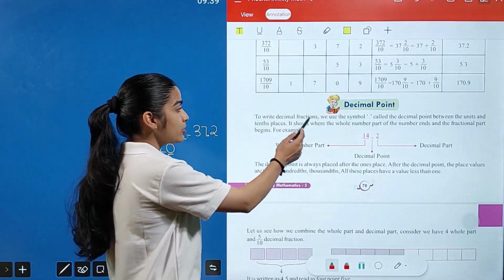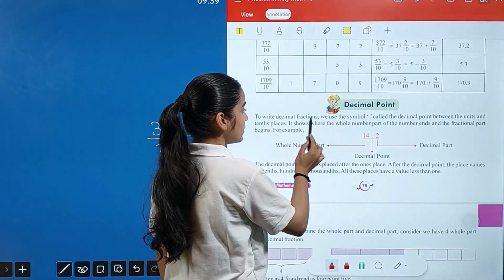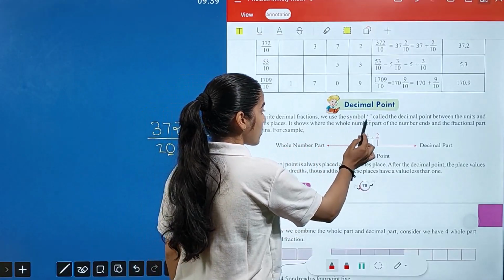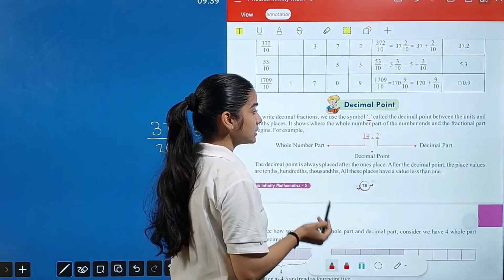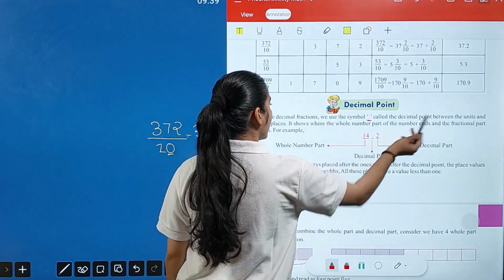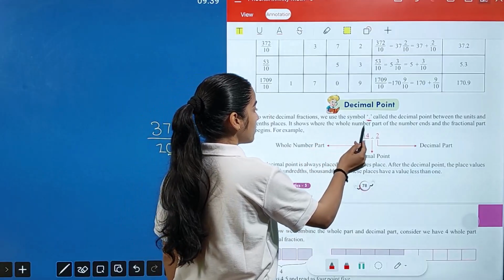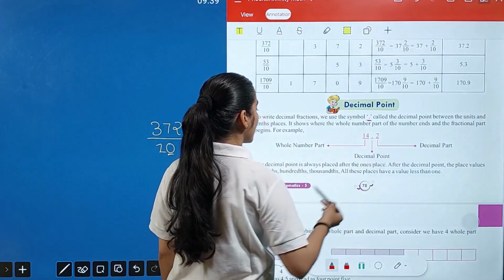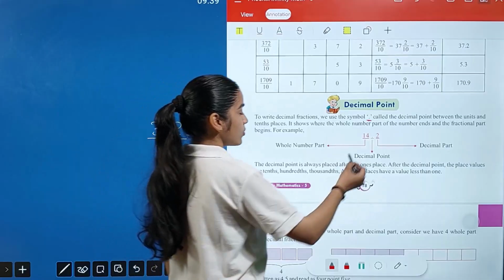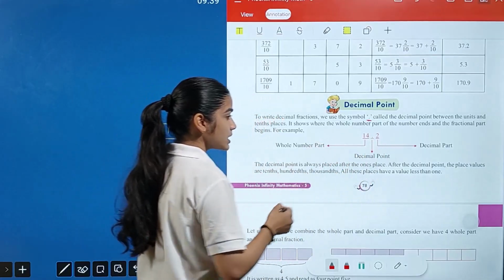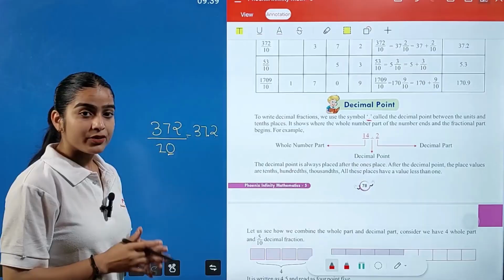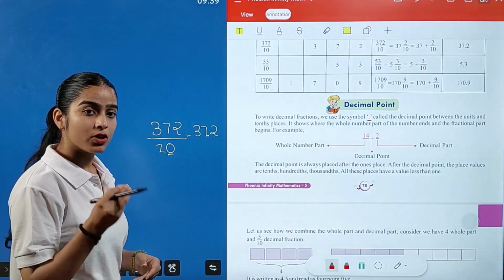Now we are going to learn about the decimal point. To write a decimal fraction, we use this symbol. This point is used to represent the decimal. It is called the decimal point, between the units and the 10th place. It shows where the whole number part of the number ends and the fraction part begins. For example, you have 14.2. Always keep in mind that after the point you have to take your numbers digit by digit.